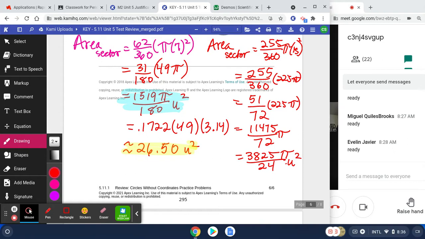And then we go way back up to the top and we do the approximate answer. 255 divided by 360 is 0.7083 times the 225 times the 3.14. And we get 500.44 units squared.